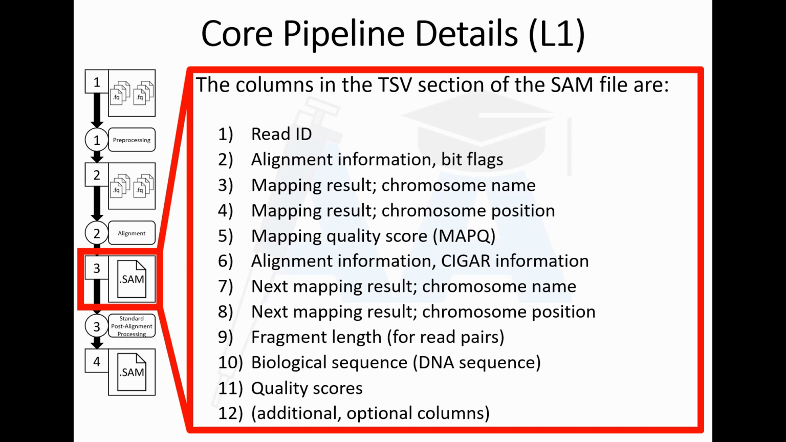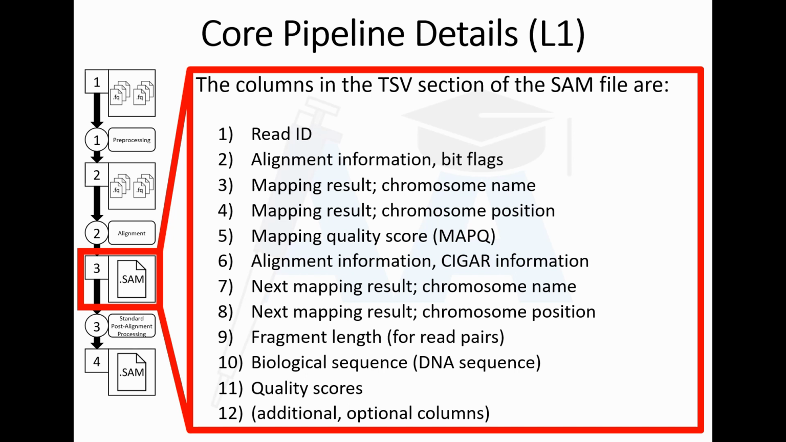The first column contains the read ID. The second column contains information on how the alignment went, and this information is stored as a number which uses the bitflag system. The third and fourth columns contain the chromosomal coordinates of the best mapping result. The fifth column contains the mapping quality score. The sixth column contains more information on how the alignment went in a CIGAR format.